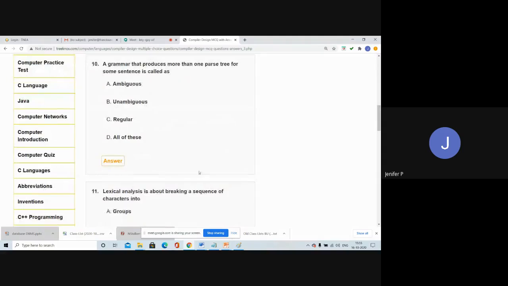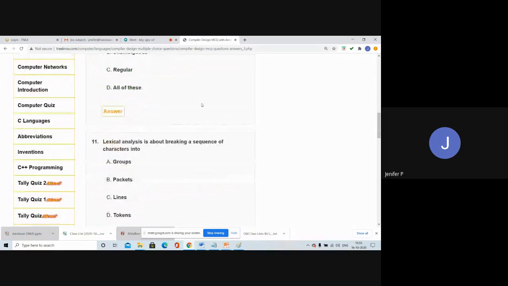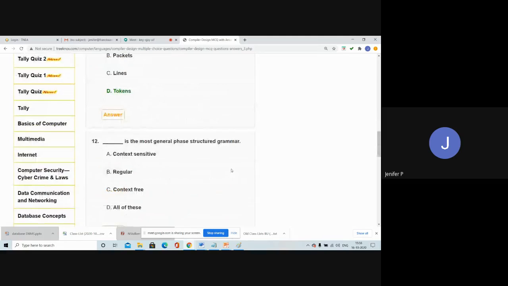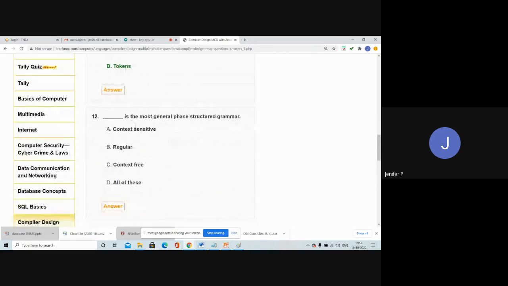And the next one, you would have already seen this, grammar that produces more than one parse tree for some sentence is called ambiguous grammar. You would have already seen it in TOC. Ambiguous grammar. Then lexical analysis is about breaking a sequence of characters into tokens. This is already a very simple one. And the next one, dash is the most general phase structured grammar. Okay, structured grammar, the answer is context sensitive grammar.